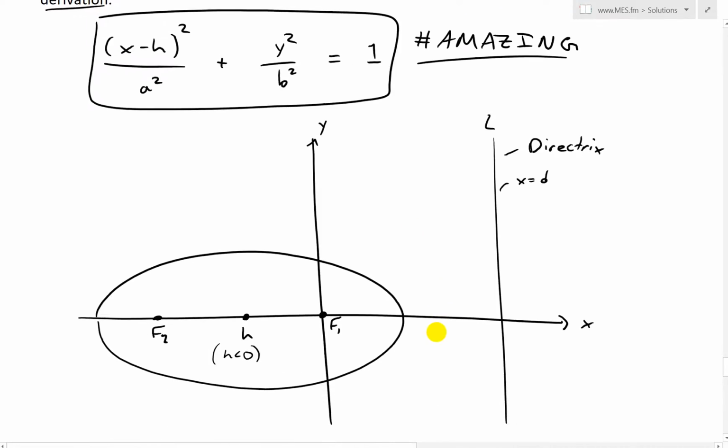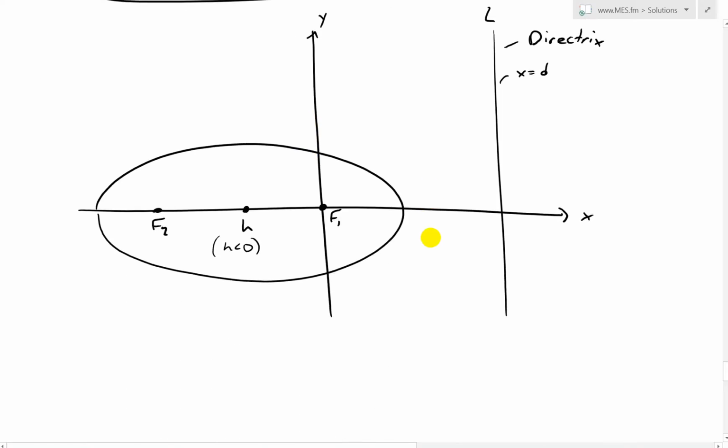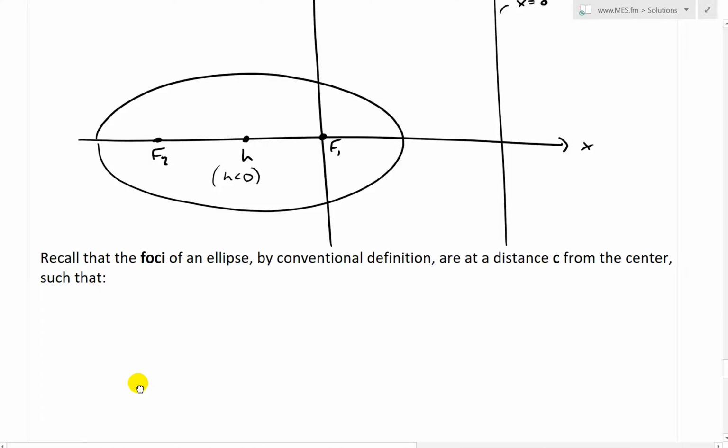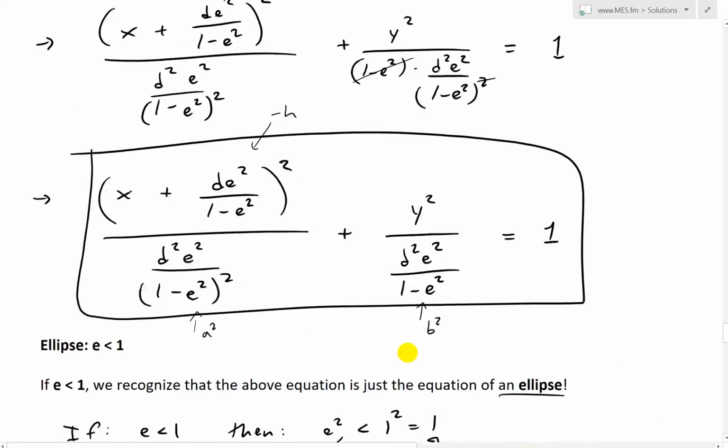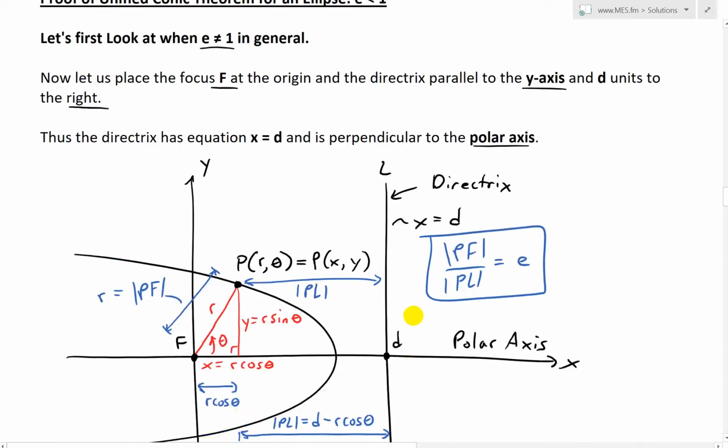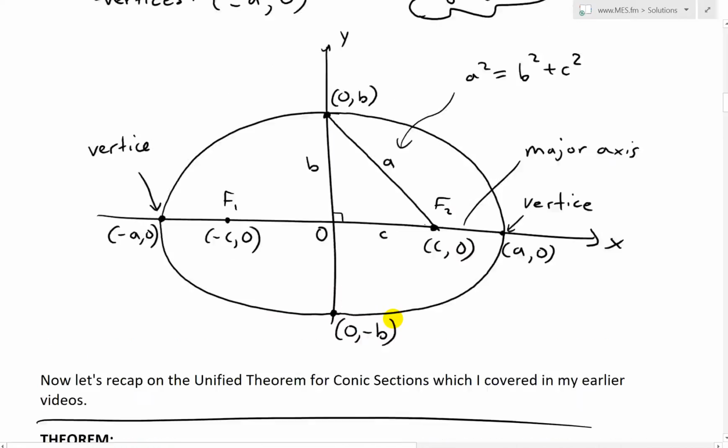But in the unified theorem, we just need one. But in this one, we're going to have two. And what I'll show you now is, if we recall that the foci of an ellipse, by conventional definition, are at a distance c from the center, and I'll just scroll all the way back up to show it from the recap part of the video.